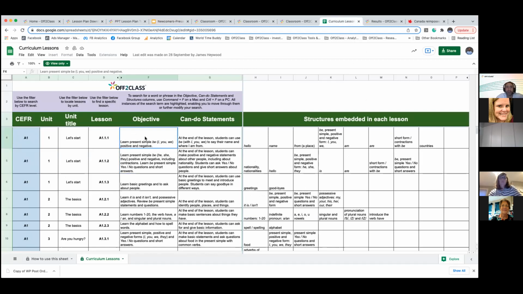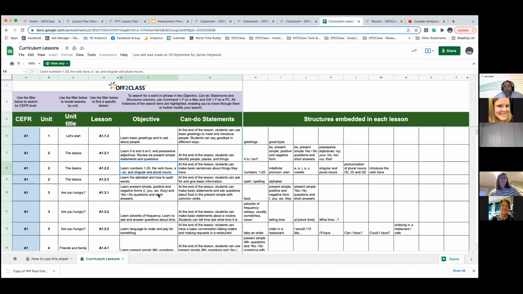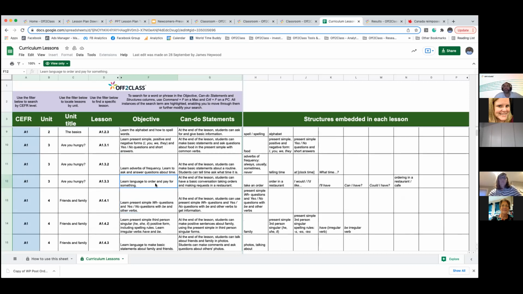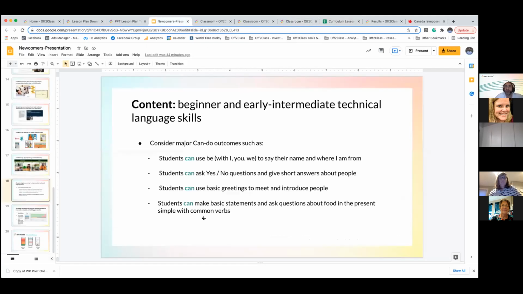So we're really talking about in that first lesson, learning the present simple, positive, negative, throwing in a question form in there, learning basic greetings, learning the numbers 1 to 20, learning the alphabet, learning how to spell, learning some contractions, learning some adverbs of frequency, learning how to place an order for something. So really trying to get into some good, solid, technical kind of can-do outcomes when you're going ahead and designing your lesson plans and your curriculum for your own lessons.